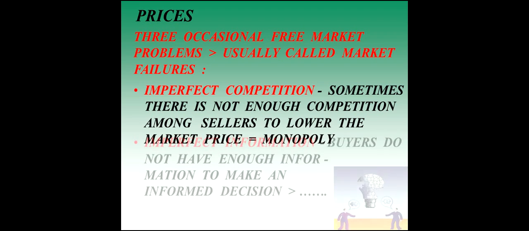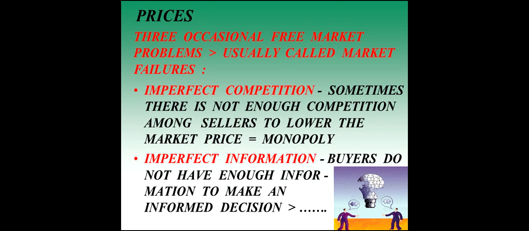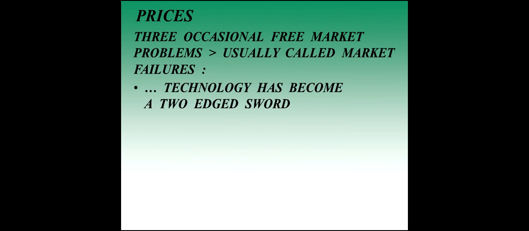The second problem that occurs, or market failure if you will, is the situation that we call imperfect information. This is when buyers do not have enough information to make an informed decision. And it happens rarely and usually in specific types of markets. And it usually happens in markets where technology is heavily depended upon to conduct business. And technology has become a two-edged sword in these businesses. The best example I could give is in the trading of currencies and financial products.